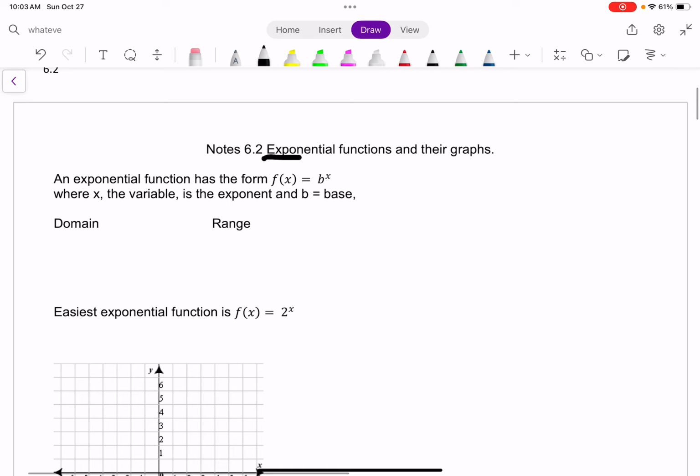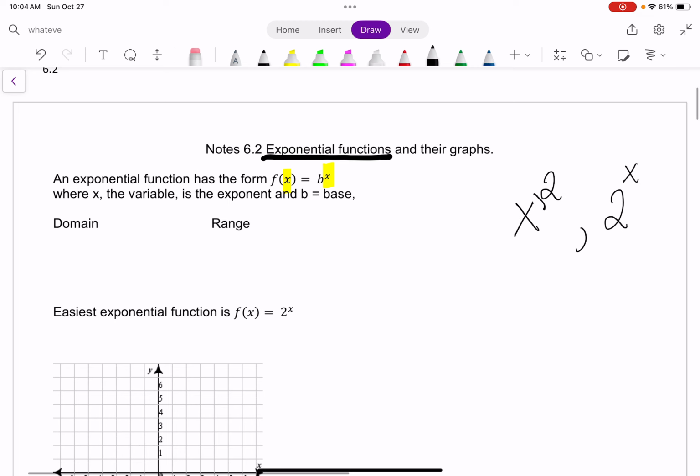Now, an exponential function is one where the variable is in the exponent. So this is what keeps changing. The base is fixed, but the exponent changes. So not to make the mistake to confuse an x squared with a 2 to the power of x.